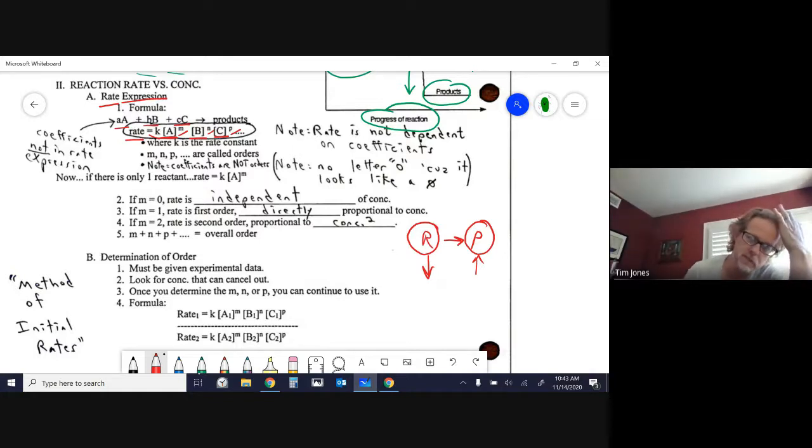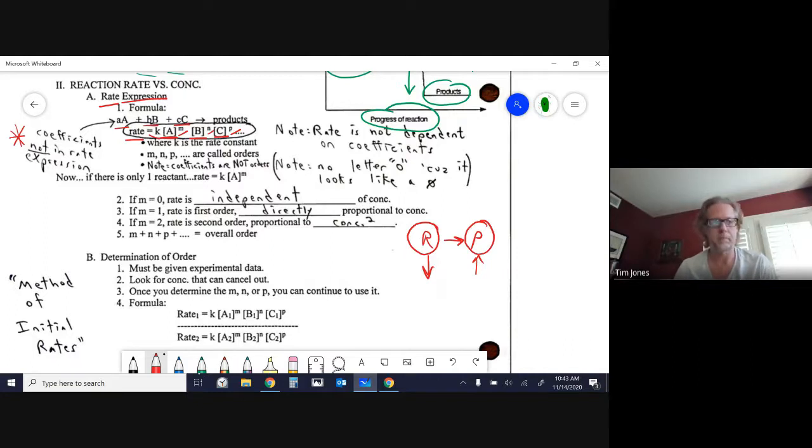Now notice, typically, you would expect the coefficients to be in there, like if we were doing equilibrium, but that's not the case. So notice this right here. The coefficients do not go in the rate expression. Coefficients just have to do with stoichiometry, and they do end up affecting other things, but they do not play a role here directly. So that's why this has a little M, a little N, and a little P.